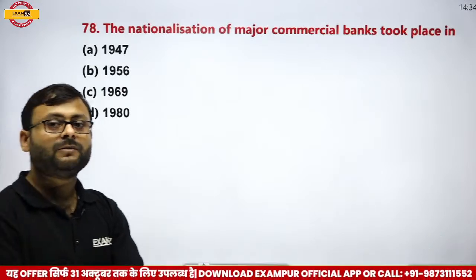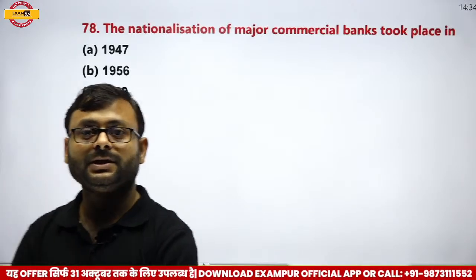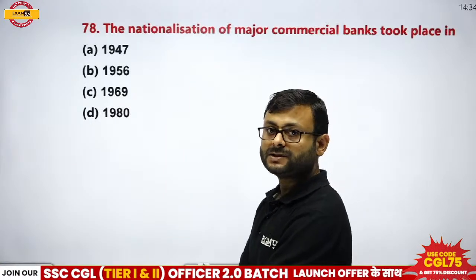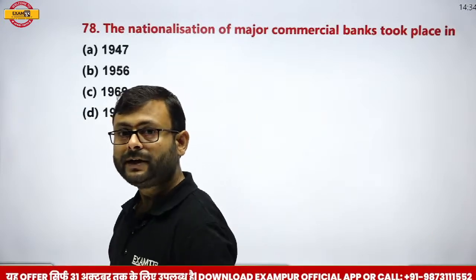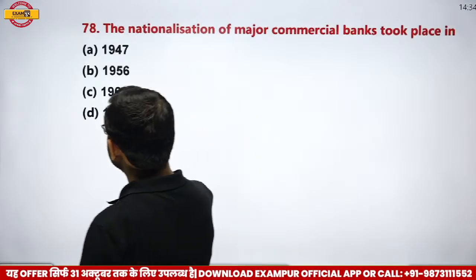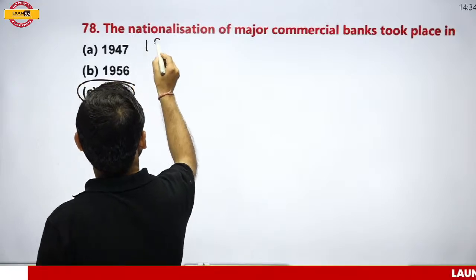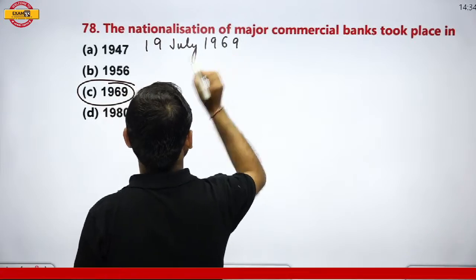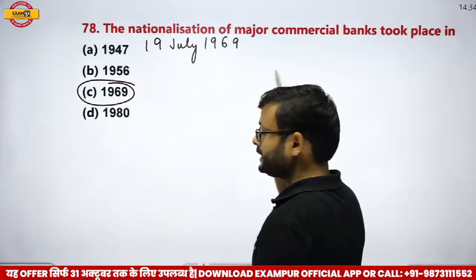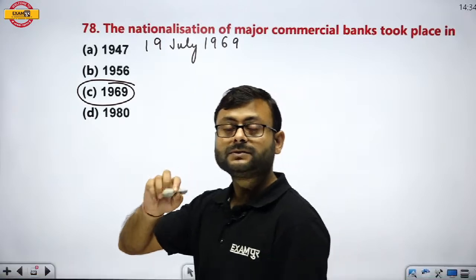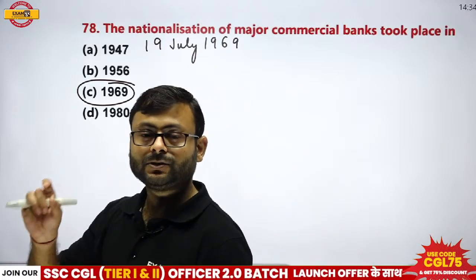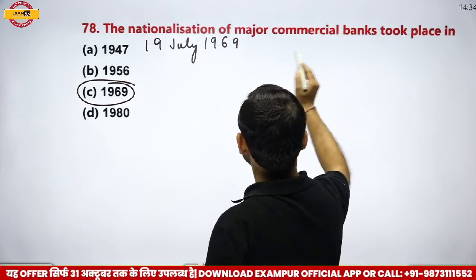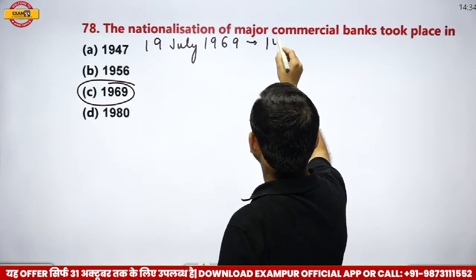The nationalization of banks was done in two phases in India. The first phase was done in 1969 and the other phase in 1980. The first nationalization was done on 19th July 1969, and the number of banks was 14.